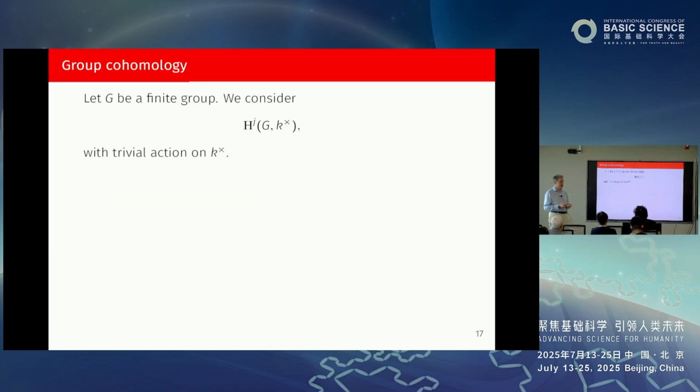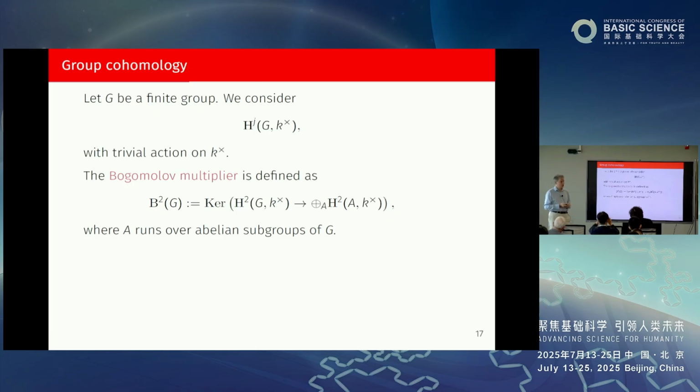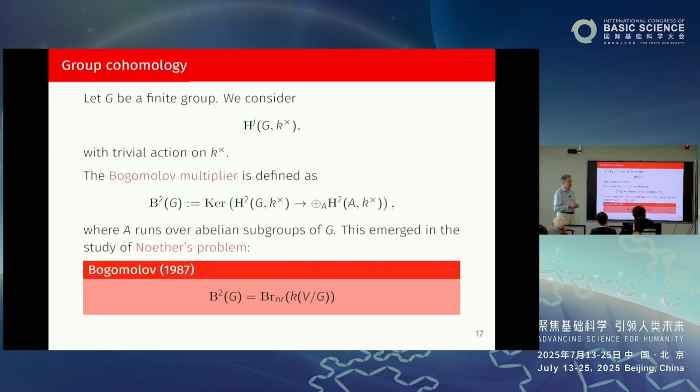All right, so let's start with group cohomology. We have a finite group, cohomology of a finite group with coefficients in K star. K is our ground field, which is algebraically closed, with trivial action on K star. So you can look at restriction homomorphisms in group cohomology, and let's define B2 of G, the Bogomolov multiplier, as the kernel, so the intersection of the kernels for the maps into these abelian subgroups of G. Now, this particular group came up in the study of Noether's problem. So Bogomolov proved in '87 that this purely group theoretic invariant is actually equal to the unramified Brauer group of the field of invariants, where V is an arbitrary faithful representation of your finite group G.